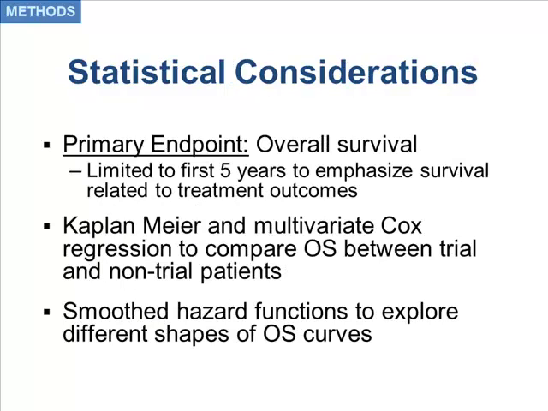The primary endpoint was overall survival, limited to the first 5 years to emphasize survival related to treatment outcomes. We used Kaplan-Meier and multivariate Cox regression to compare overall survival between trial and non-trial patients, and smoothed hazard functions to explore different shapes of the overall survival curves.